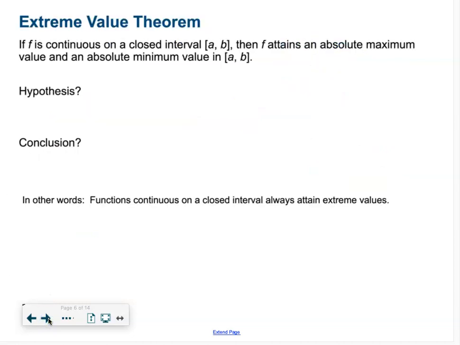All right. First theorem of the chapter. EVT, the extreme value theorem. If f is continuous on the closed interval from a to b, then f attains or has an absolute max value and an absolute min value on the closed interval from a to b. Of all the theorems we learned, this one I think is the easiest one to understand and interpret.